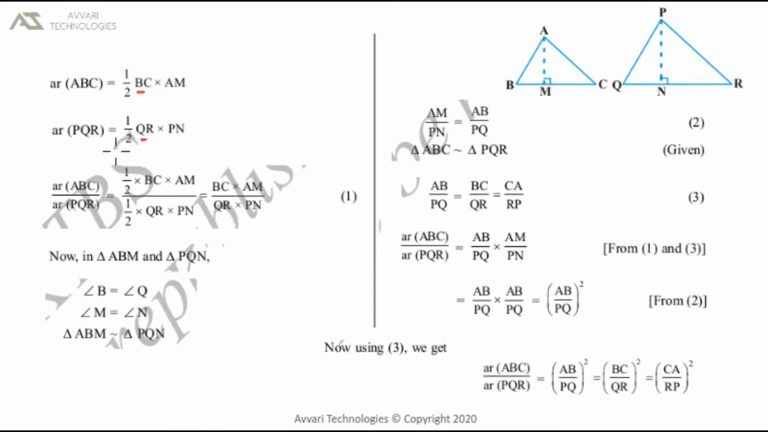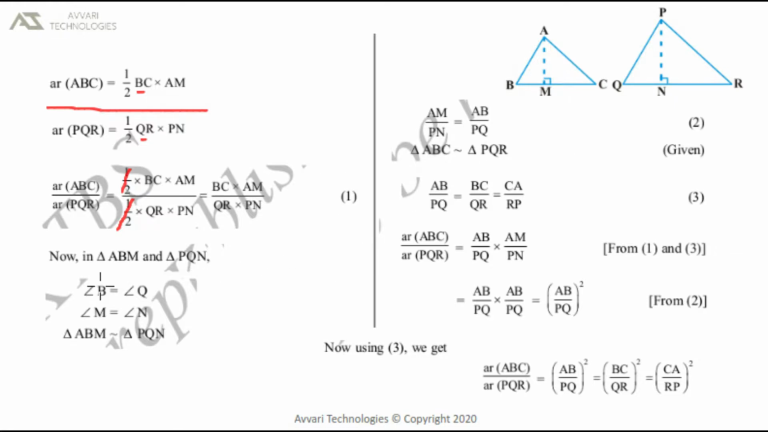Now we shall divide these two, area of triangle ABC by area of triangle PQR. We shall cancel out 1 by 2, 1 by 2. Now we are remaining with BC into AM divided by QR into PN. That is, we are left with the base and the height of the two triangles.